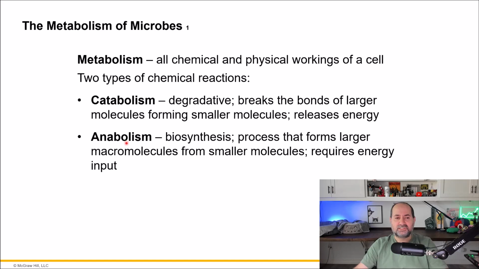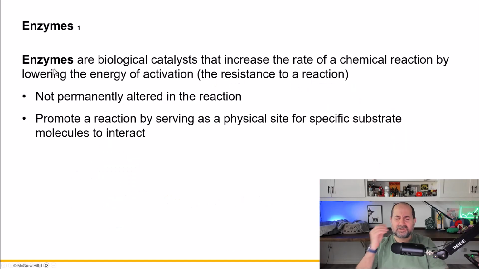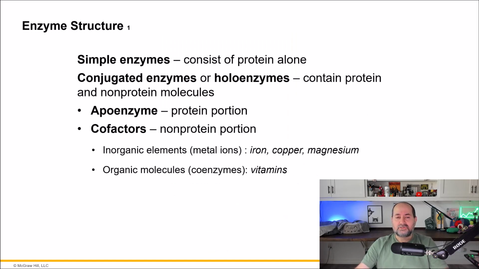You should know that enzymes are biological catalysts that lower the activation energy, thereby speeding up or catalyzing a reaction. You should know that enzymes aren't all necessarily completely made up of protein. Some are made up of RNA. Some require a cofactor, so there's an apoenzyme plus a cofactor. You should definitely know that these cofactors can be inorganic, which usually includes metal ions like iron, copper, or magnesium.